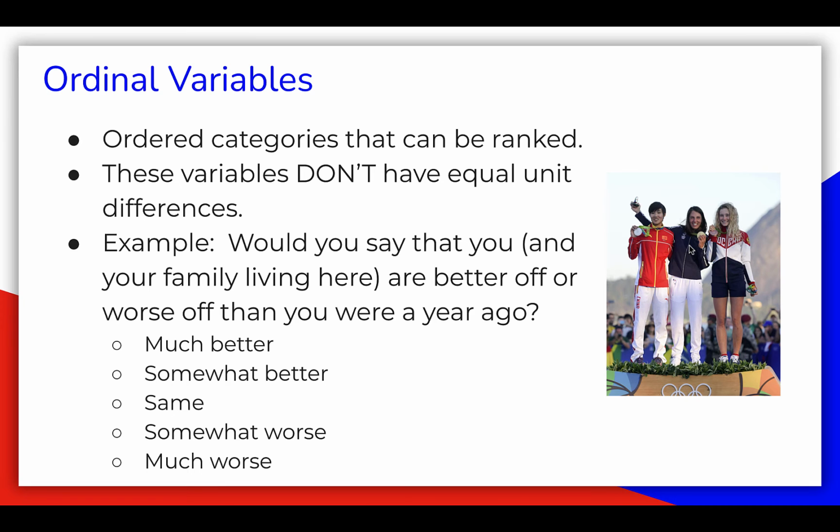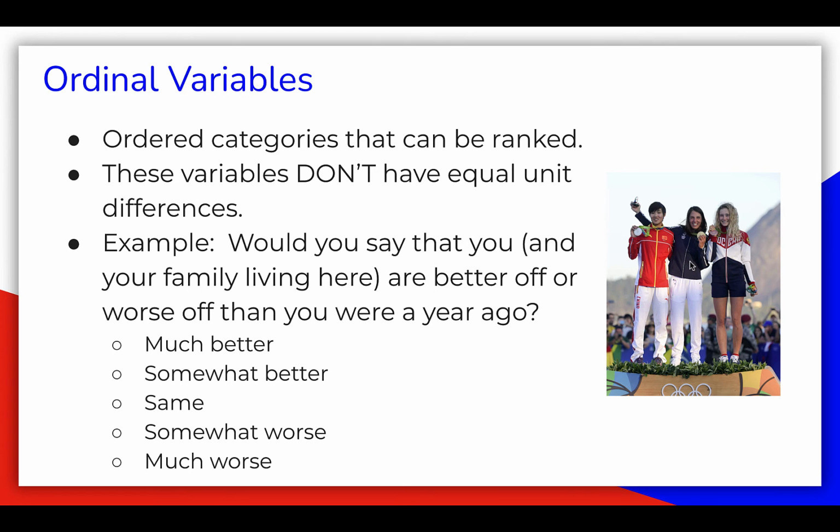This is, again, just me making up sports. Then the silver medalist placed at 54 seconds, and then the bronze medalist placed with 60. So the difference between 50 seconds and 54 seconds is 4 seconds, right? But then the difference between the silver medalist and the bronze medalist was 6 seconds. So they do not have equal unit differences between them.